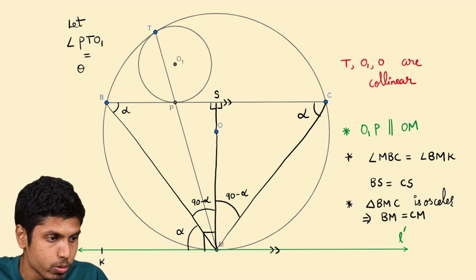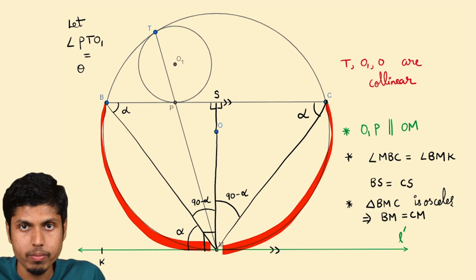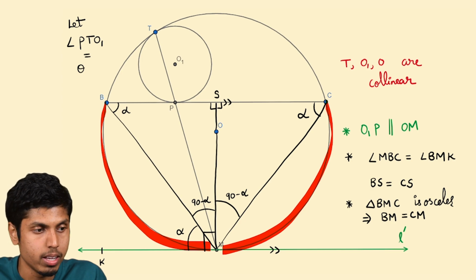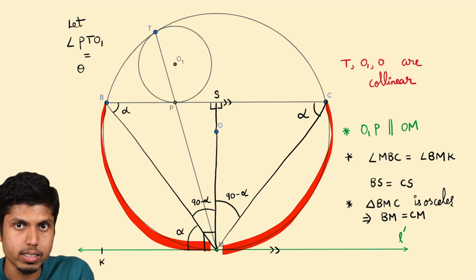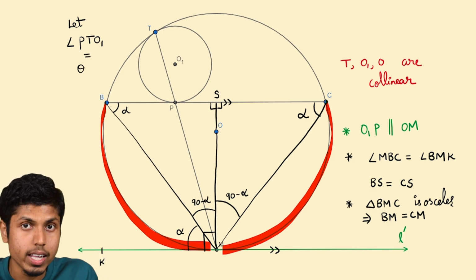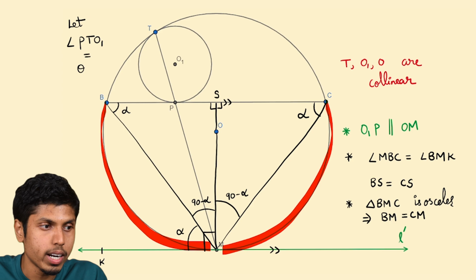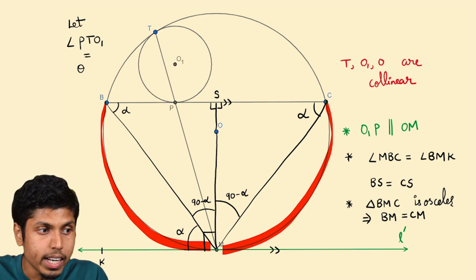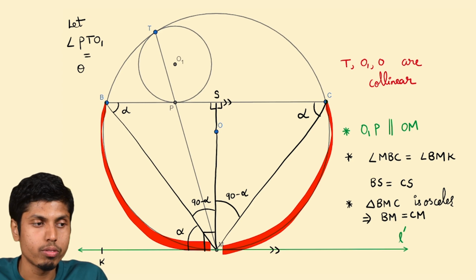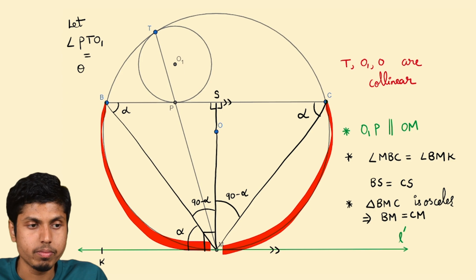So now this proves that the arc BM equals the arc CM. This is because equal chords subtend equal angles at the center, and thus the arc lengths will also be equal. And hence we have proved that the line TP passes through the midpoint of arc BC.